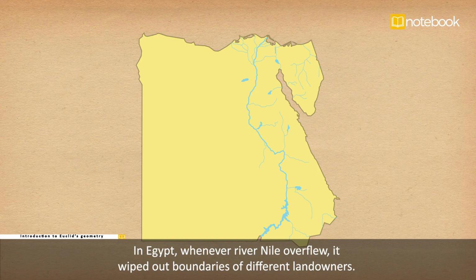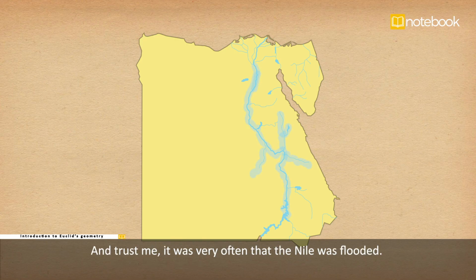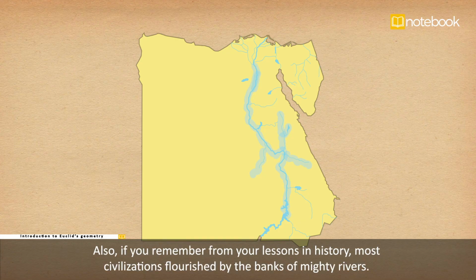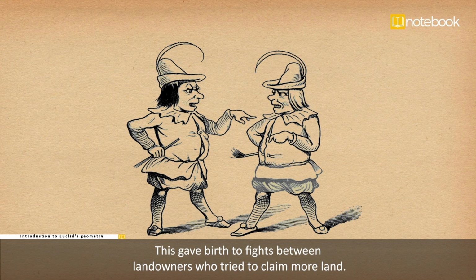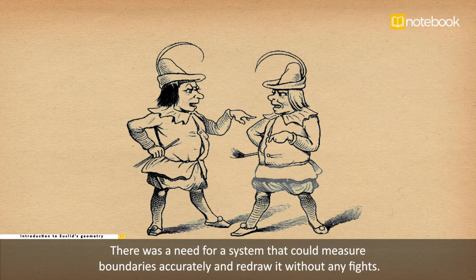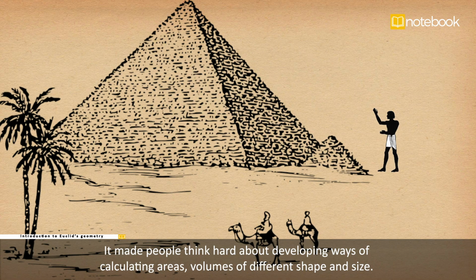In Egypt, whenever River Nile overflew, it wiped out boundaries of different landowners. And trust me, it was very often that the Nile was flooded. Also, if you remember from your lessons in history, most civilizations flourished by the banks of mighty rivers. This gave birth to fights between landowners who tried to claim more land. There was a need for a system that could measure boundaries accurately and redraw them without any fights. It made people think hard about developing ways of calculating areas and volumes of different shapes and sizes.